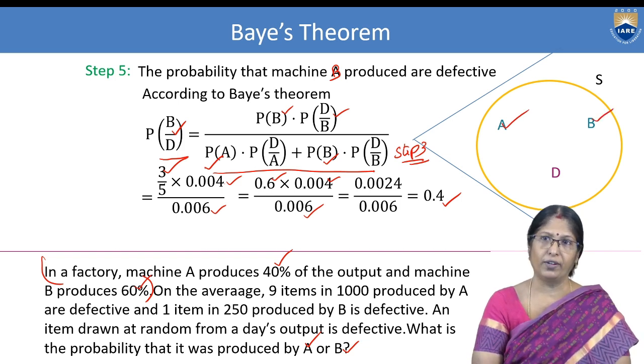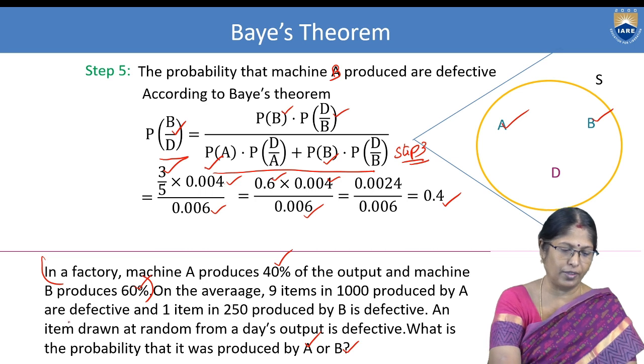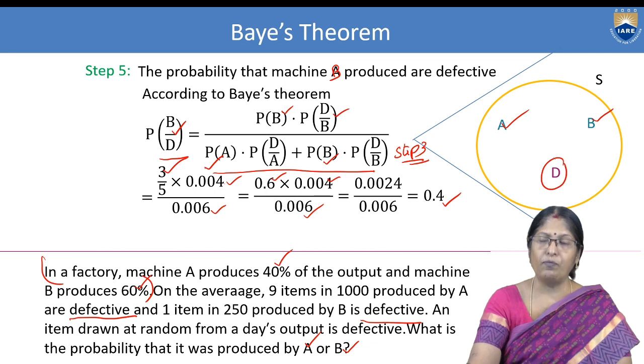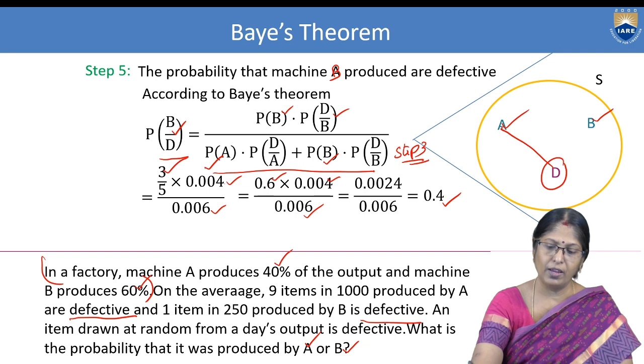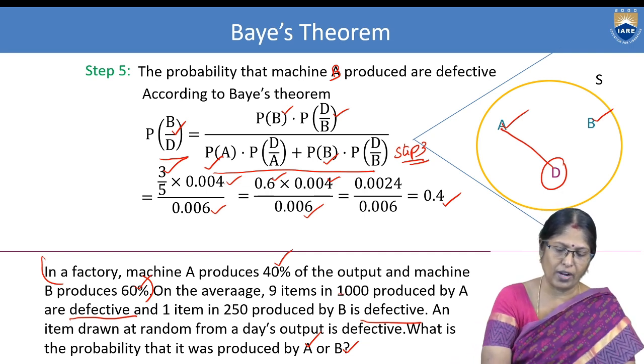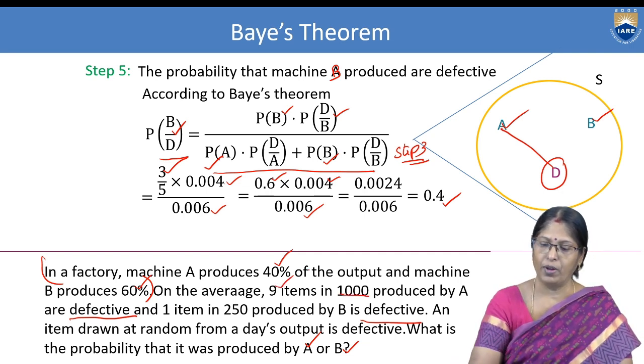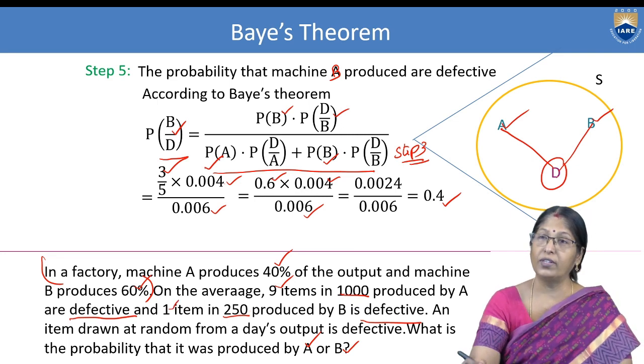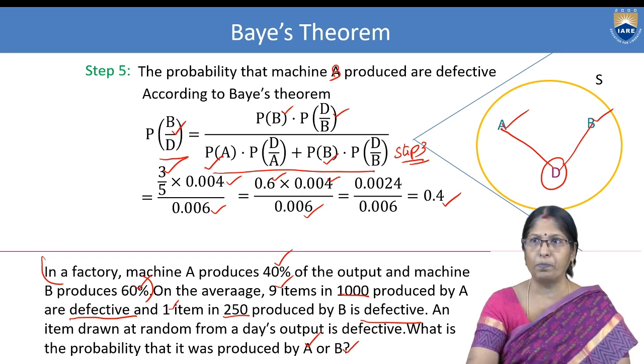And one more event, that is defective. Among the outputs produced, we are finding some defective items. That event name we kept as D. How is this D intersecting with our A? When it produces 1000 items, 9 are defective. How is it intersecting with our B? When it is producing 250 items, 1 is defective. So, this is our step 2. Step 3 is nothing but step 1 into step 2.